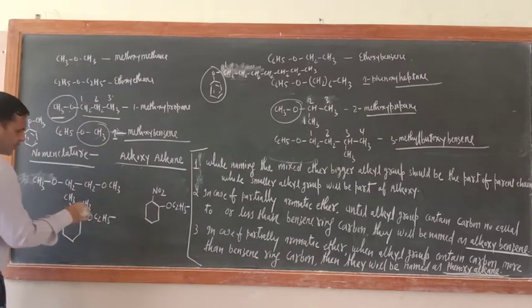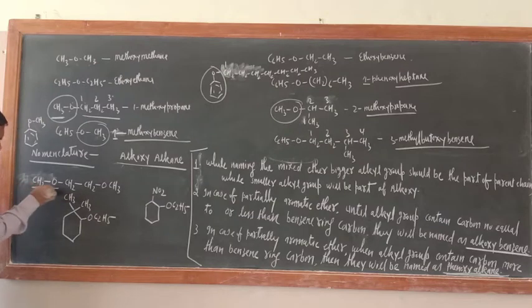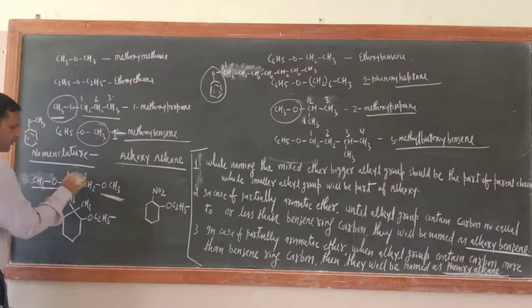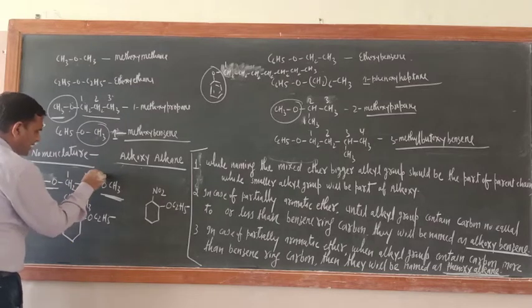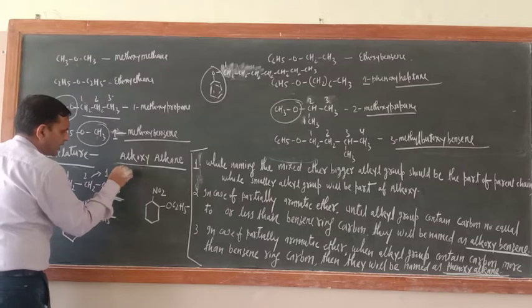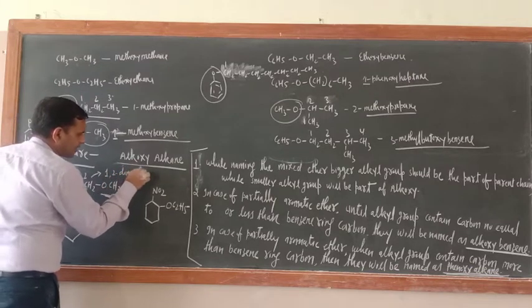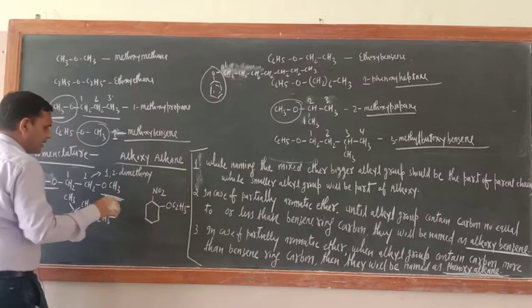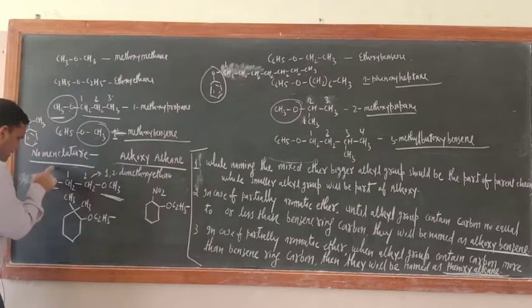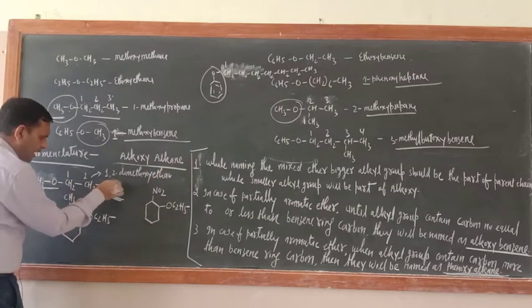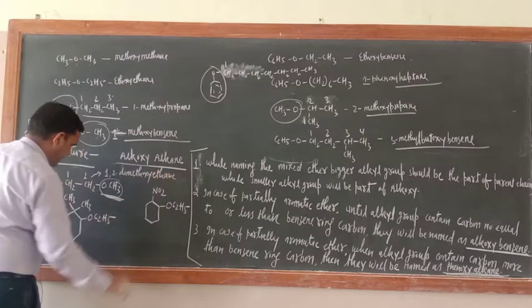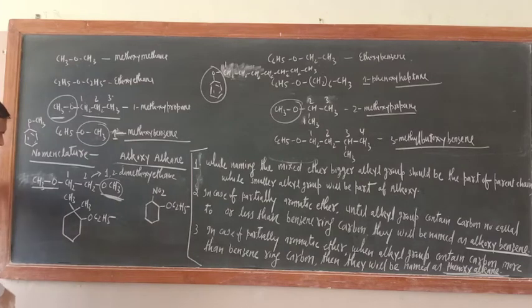Now what about the name of this compound? Just see. Here OCH3, here also OCH3. Okay, so 1, 2. What would be the name of this one? 1,2-dimethoxyethane. At 1 number also a methoxy group, at 2 number also a methoxy group. So 1,2-dimethoxyethane.